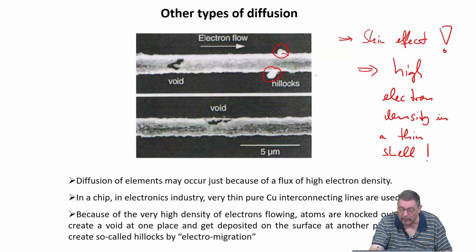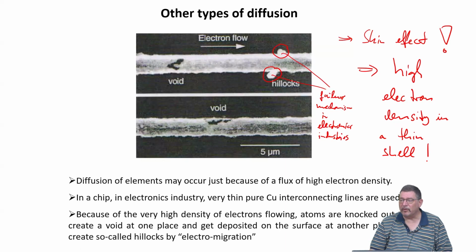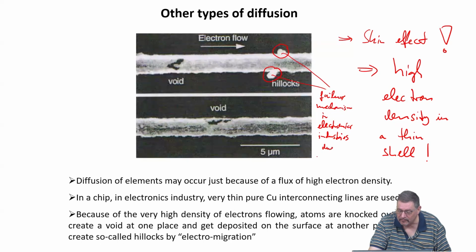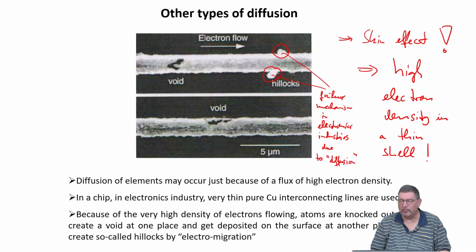So this hillock formation is a very strong failure mechanism in the electronics industries. And it's unpreventable because it's a diffusion process. I put this in parentheses because this is an example of a diffusion process which is kind of forced.